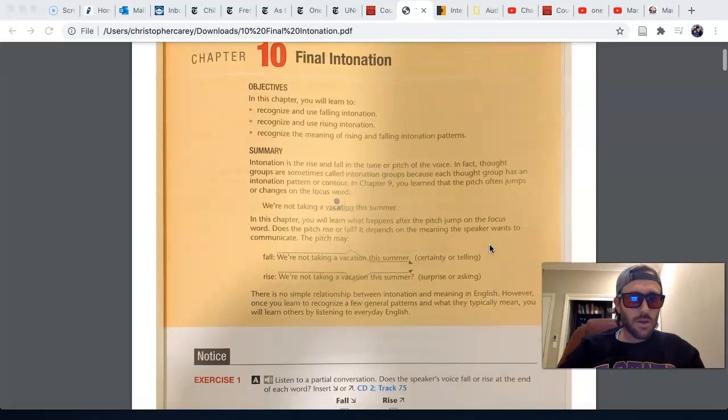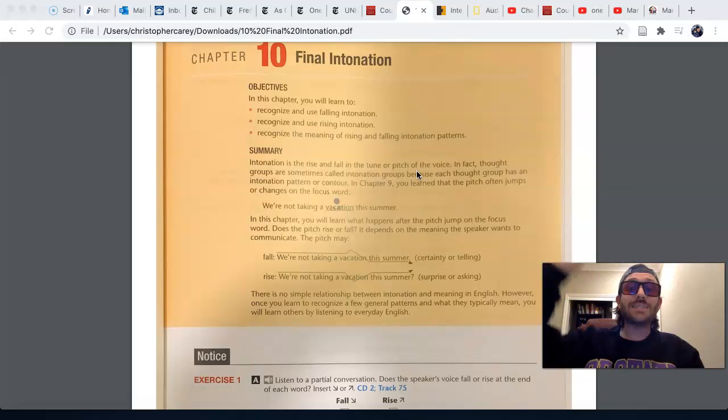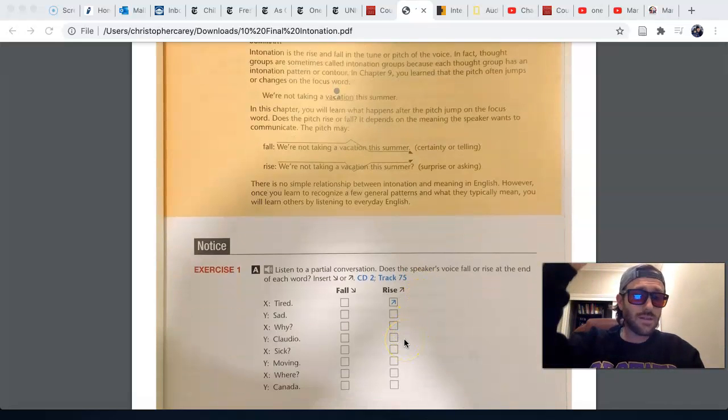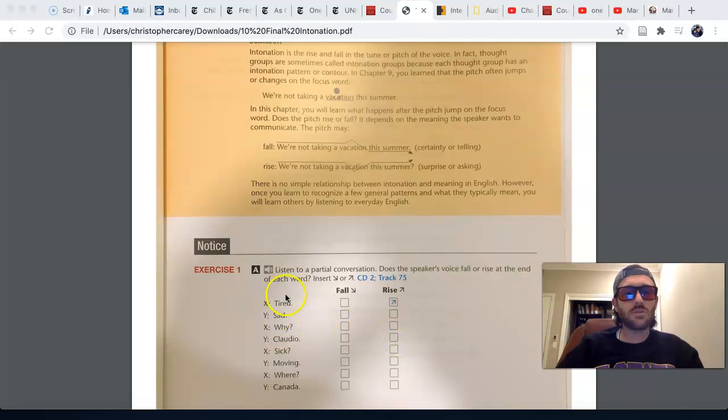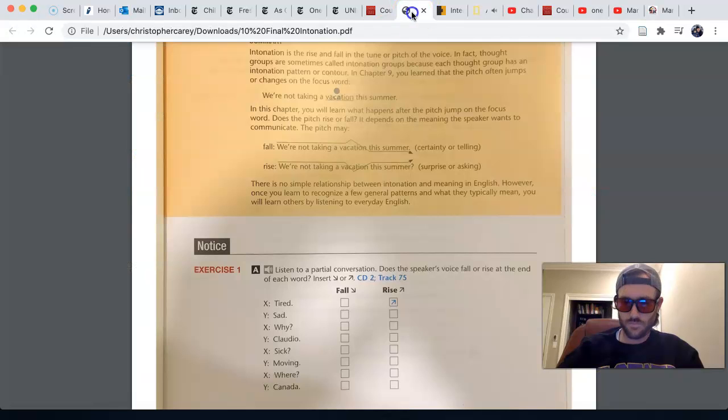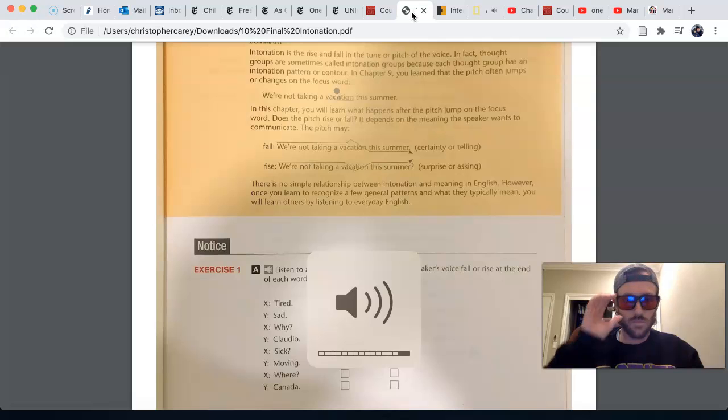Now again, when we talk about intonation, we're talking about the tune or pitch of a person's voice. Rising intonation, falling intonation, right? Higher pitch for rising intonation and lower pitch for falling intonation. So do you hear rising or falling intonation for each of these? Let's go ahead and give it a listen.